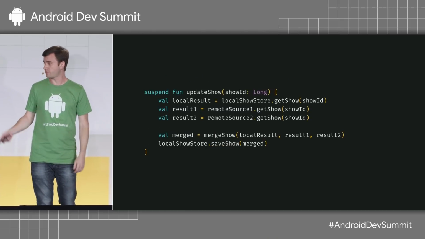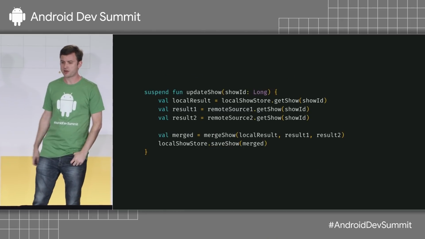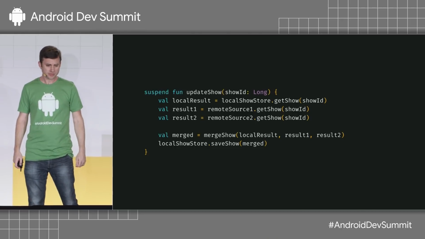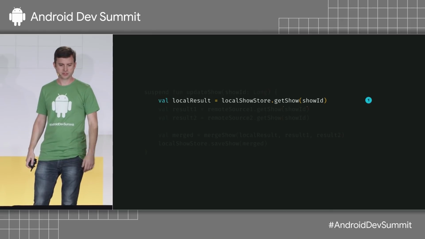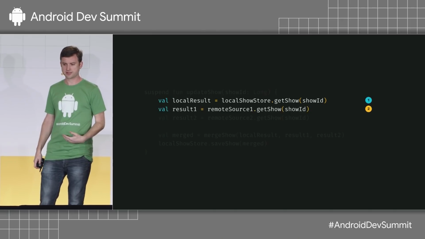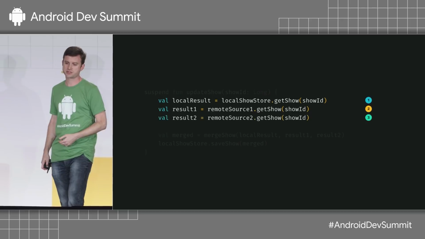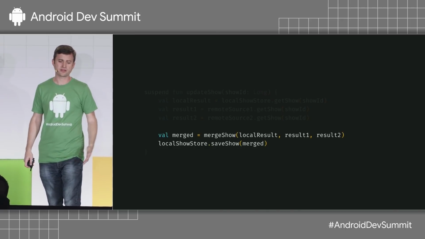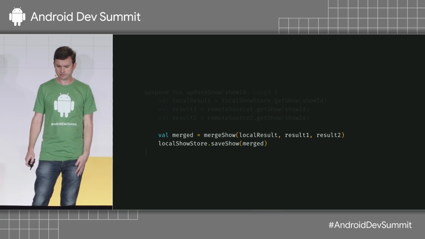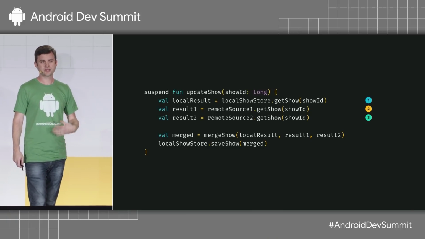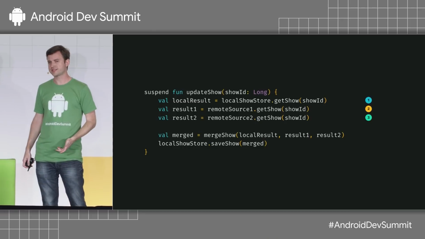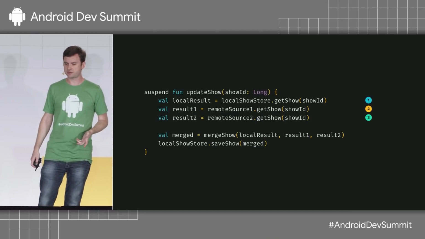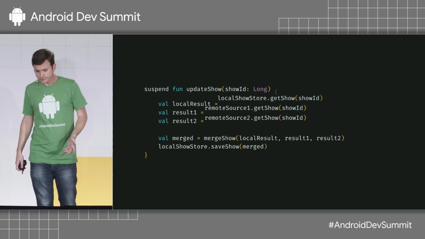So here's a suspending method from Chris's app. Actually, this is a data repository for TV shows. So you call this update show function with an ID. We get some shows, and we get a little bit more data from a remote source, and a little bit more data from a second source. Finally, we merge all that together, and we save that data. So these 3 main tasks where we spend the bulk of the time are done sequentially, but none of these tasks have a dependency on one another. So wouldn't it be nice if we could do this concurrently?